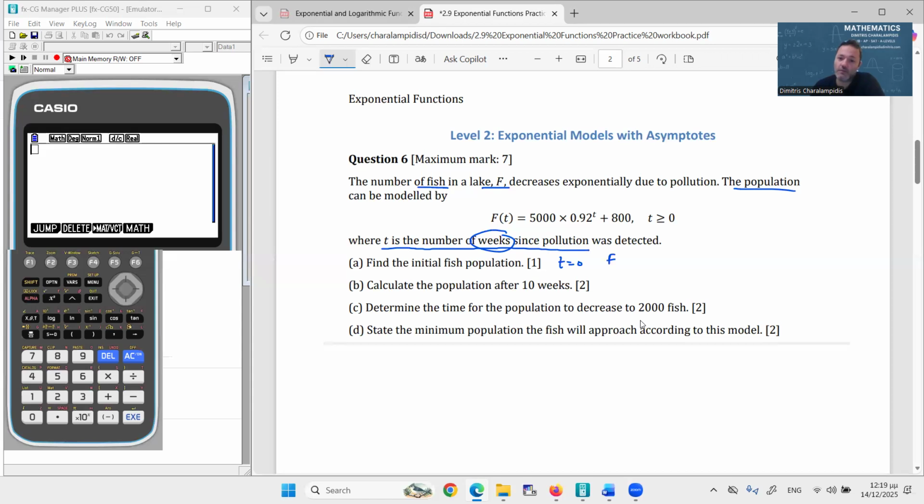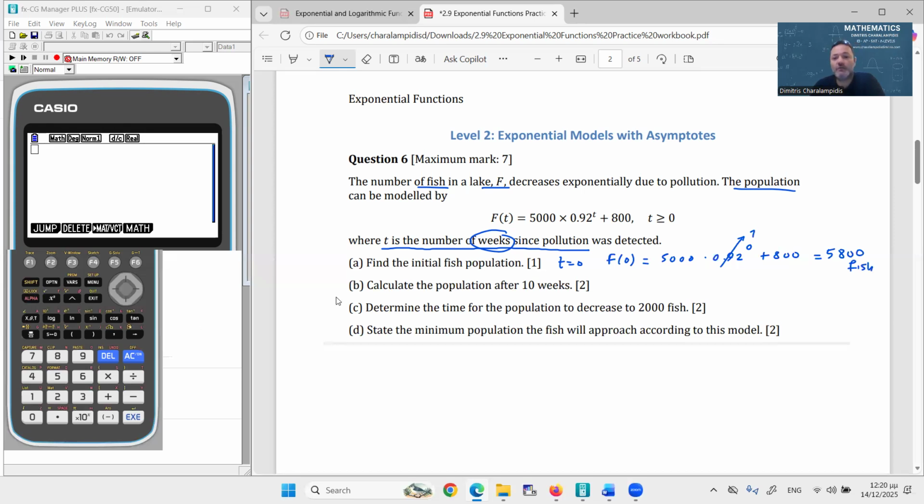F of 0 would be 5,000 times 0.92 to the power of 0 plus 800. Remember that anything to the power of 0 is always equal to 1. So we end up with 5,000 times 1, which is 5,000, plus another 800. So 5,800 what? Fish.